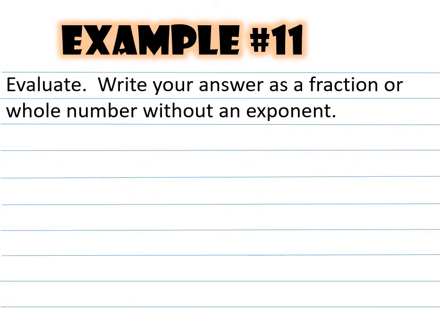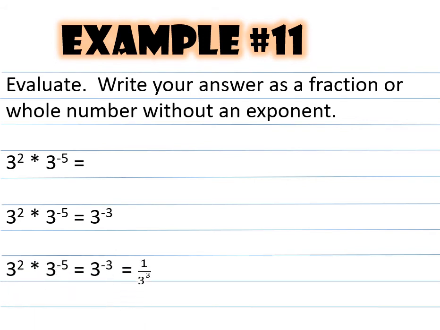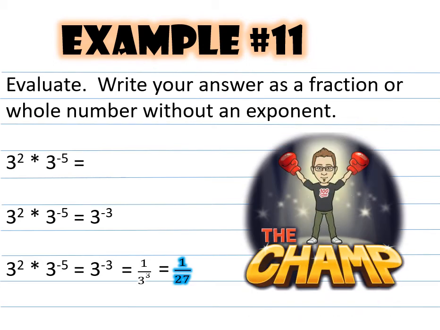Example number 11. We're almost done. Evaluate. Write your answer as a fraction or a whole number without an exponent. 3 to the 2nd power times 3 to the negative 5th power. If you add 2 plus negative 5, you would get negative 3. We're going to change that into a fraction of 1 over 3 to the 3rd power. 3 to the 3rd power means 3 times 3 times 3, which is 27. The answer is 1 over 27. Good job, champ.